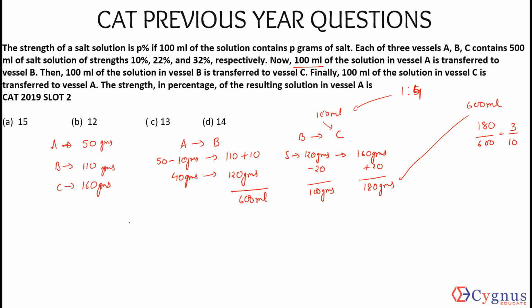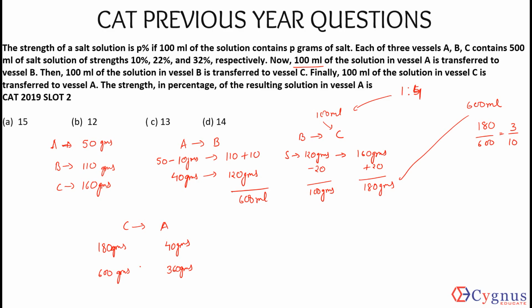Now the third transfer will take place. What is the third transfer here? I'll say C to A. Salt in C is 180 grams. And what's the total quantity of C? It is 600 ml. A has already got 40 grams. What's the other part of the total? That is 360 grams.